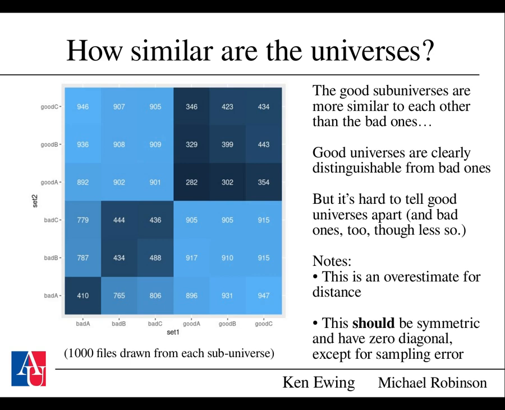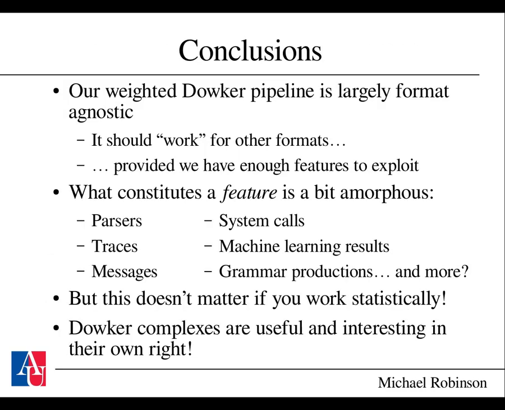Versus the bad files, you can see they're quite different. The good files are similar to the good files. That's pretty nice. The bad ones are kind of different from each other, and you would imagine that this ought to be symmetric and have 0 diagonal, but there's some sampling error. That's entirely possible. I've only grabbed 1,000 files from each subuniverse. There are a lot more. And as I mentioned, this is a bit of a loose bound. So that's pretty neat. So this means that this Dowker complex idea is both topological and geometric and even categorical.